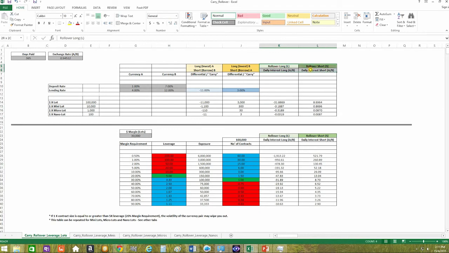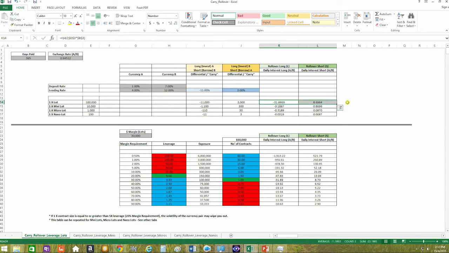So just remember that we have the debit and credit system worked out on a daily basis for the amount of one lot in each area for the currency pair AB. And you can see that as you start to increase the position sizing, so when you go from one micro lot to a mini lot to one lot, you can see that this can really start to add up.